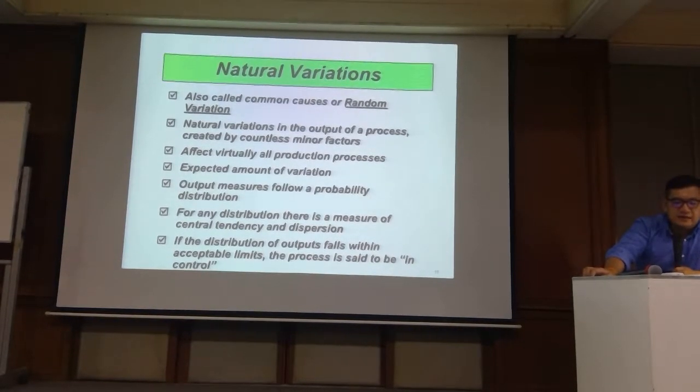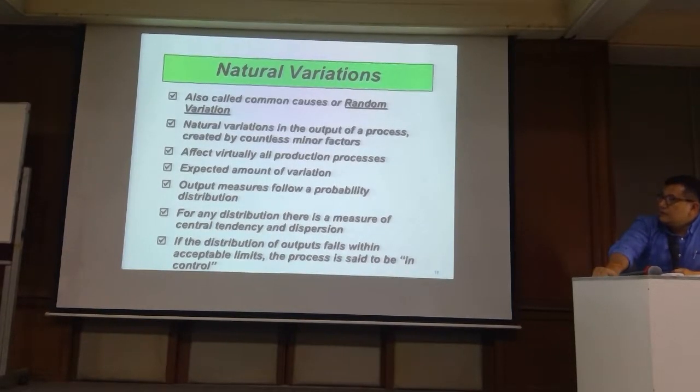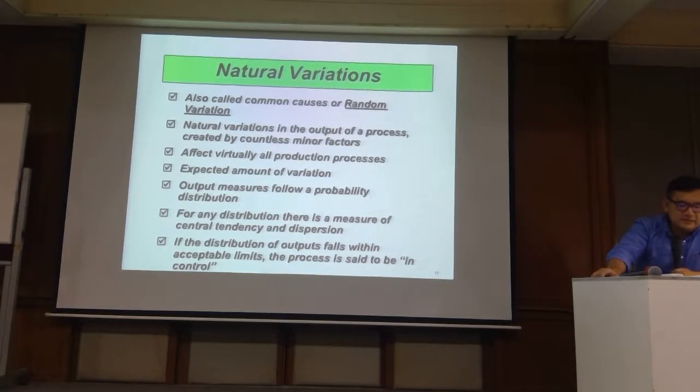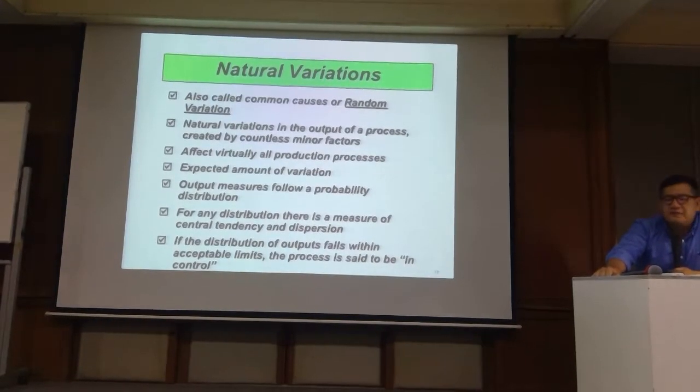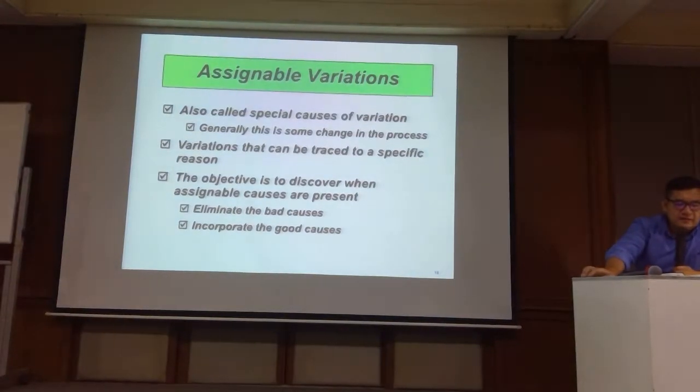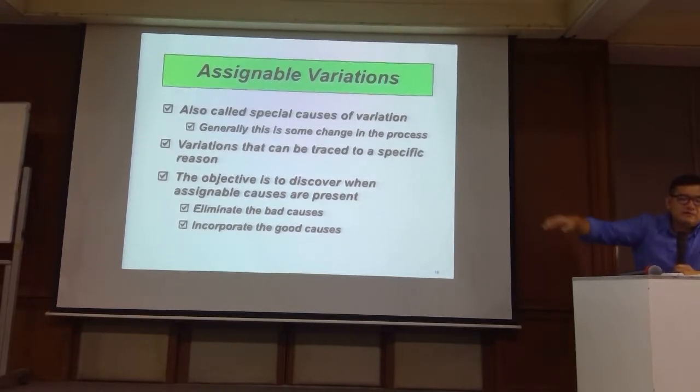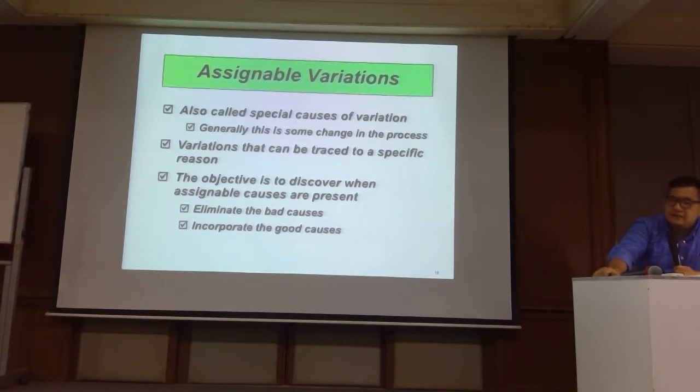As I mentioned, we have two types of variation. Natural or common variation is the variation that already exists in every process, right? We cannot eliminate it. And if we have a process that has only the natural variation, we call that process in control. But for the assignable variation, this is the one that we don't want, right? So the objective of the control chart is to detect whether or not our process has this assignable variation. We need to eliminate it, because this comes from a mistake, not the normal way, right?